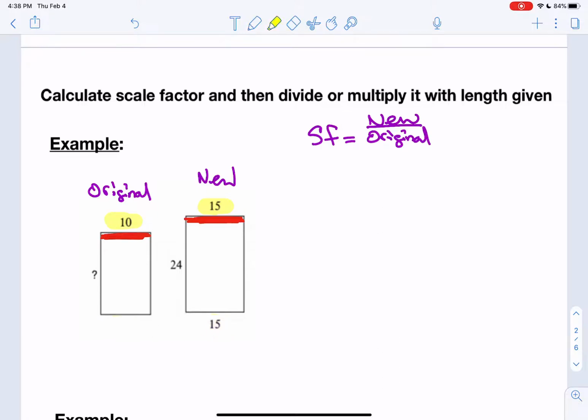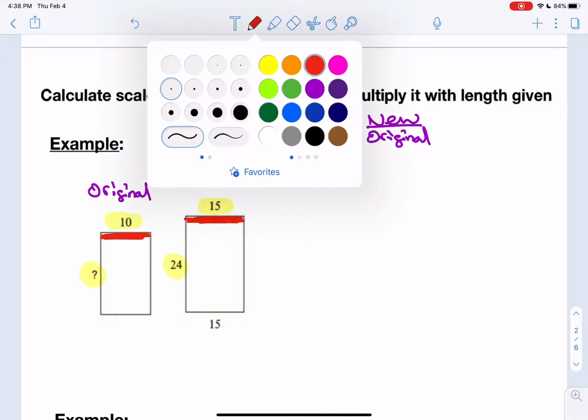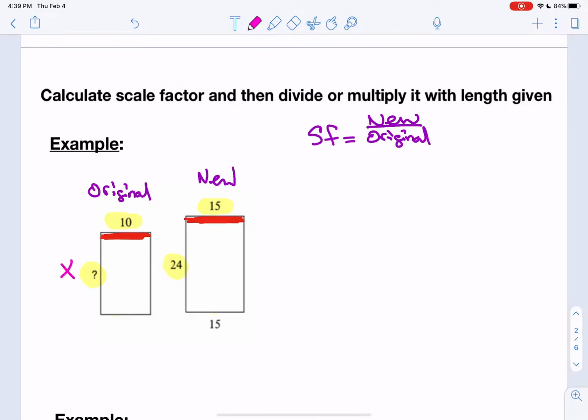And then you can see that we know it's 24 on the new one for the left side, and we don't know what the left side is on the original. So that's what we're looking for. Okay, this is going to be our x. This side here will be x. And we already know that 24 is the length for the left-hand side on the new diagram. All right, so let's get started.